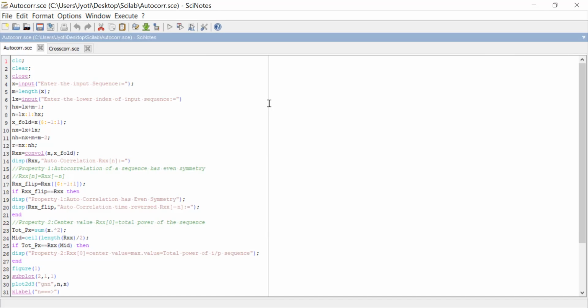Next, n is equal to Lx colon 1 colon Hx. That means n mentions the range of the input sequence: it will start at Lx and end at Hx. Hx is already calculated. Then xfold is equal to x of $ colon -1 colon 1. Xfold will do the reverse of x of n, that means you will get x of minus n.